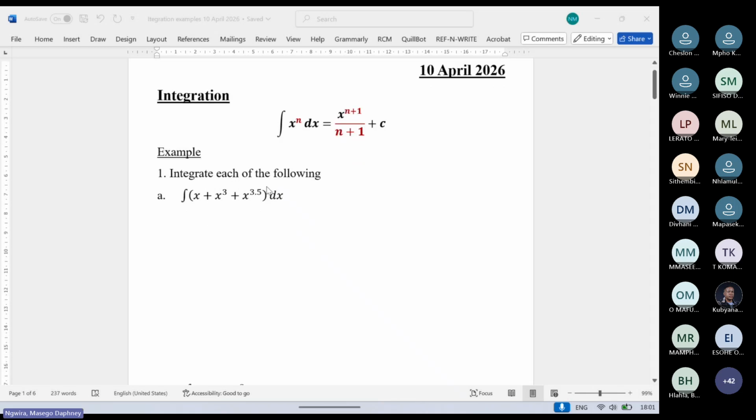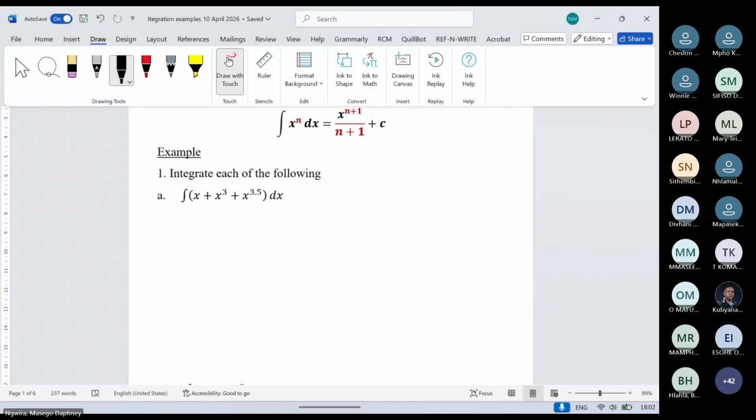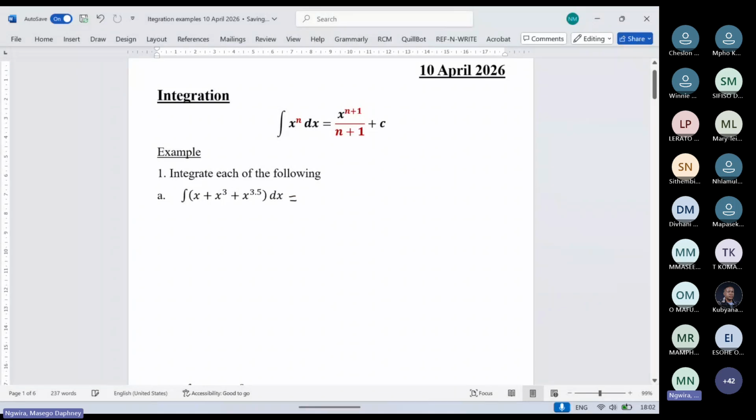So we are going to start with a. We have a function there, which is x plus x to the power of 3, plus x to the power of 3.5. Now we have to integrate. I said that when you integrate, you are going to have x to the power of n plus 1 over n plus 1. Here, because there's no exponent, it means that the exponent is 1. So this will be x to the power of 1 plus 1, and then over 1 plus 1.